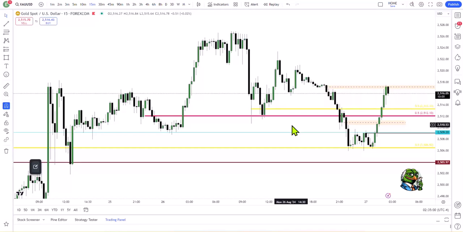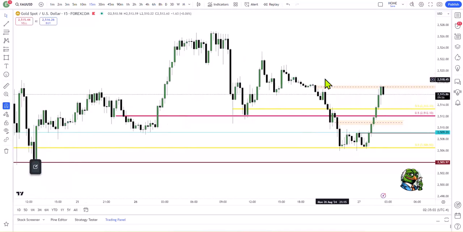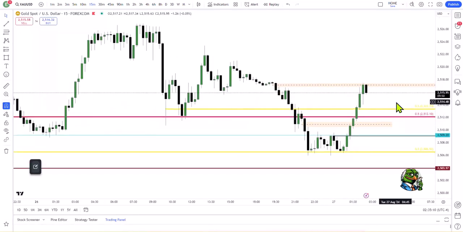Even if I was long, that's where I would be exiting my longs, at that level there. So I've taken a short from there, and I will journal this trade once I close it out.